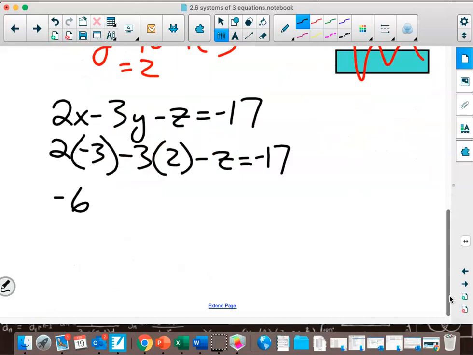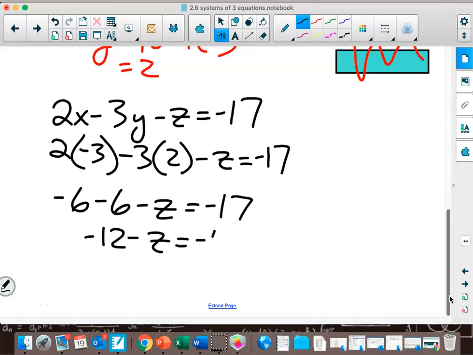Okay, so we have negative 6 minus z equals negative 17. So negative 12 minus z equals negative 17. Add 12. What's negative 17 plus 12?